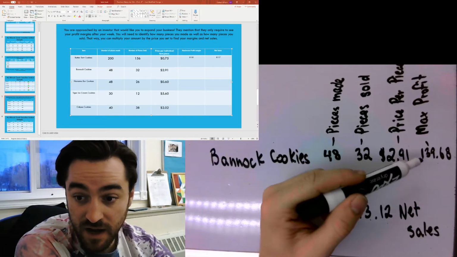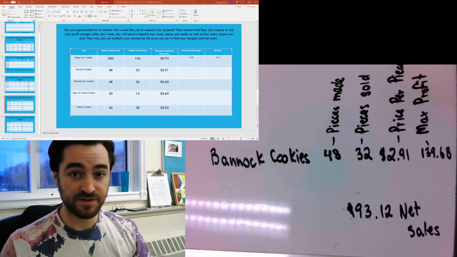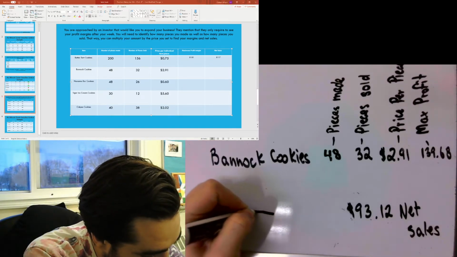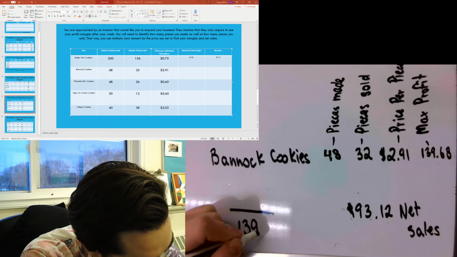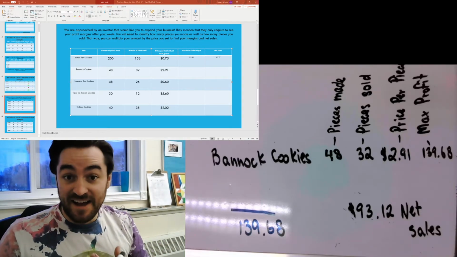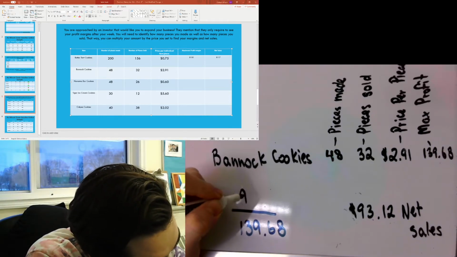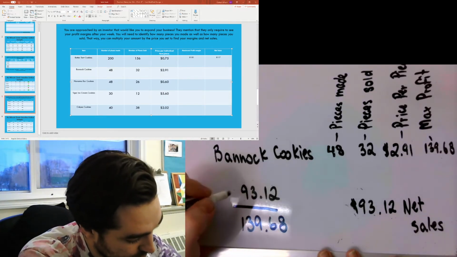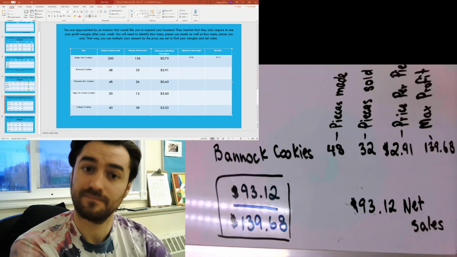Taking a look at our numbers, I know that my maximum profit would be the total that I could have had. And we know that with our denominators, that's all of our pieces in total that we could have made. So, if I were to make my fraction, my denominator would be $139.68. And I know that what I sold would be my numerator. So, $93.12. And, ladies and gentlemen, I've made a fraction.